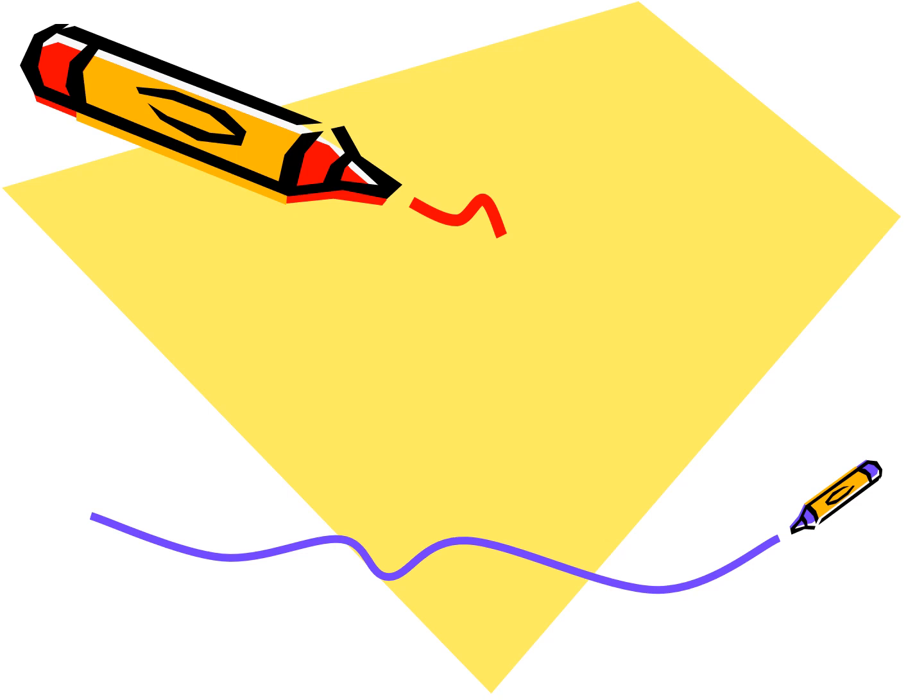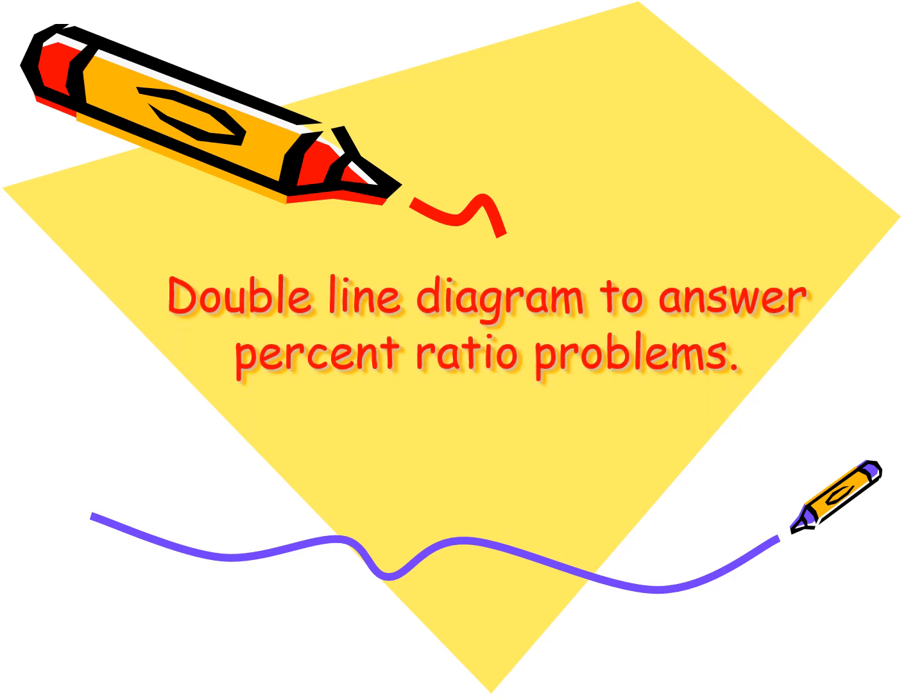We have been using ratios in the prior videos. We used a ratio to find rate, unit rate, and convert units within measurements. Now we're going to look at percent ratios. We will use a double line diagram to answer percent ratio problems.